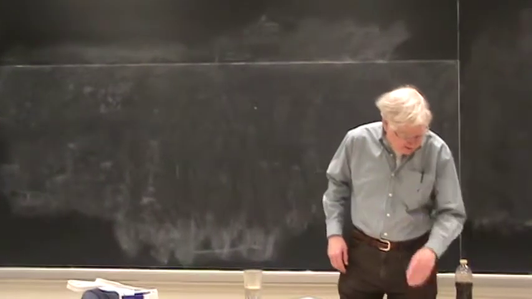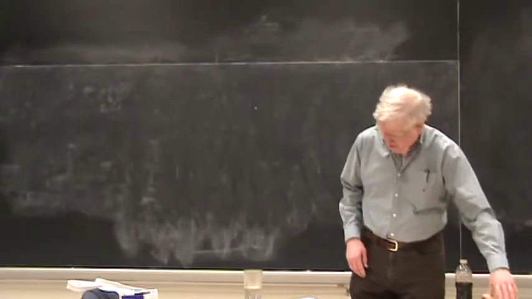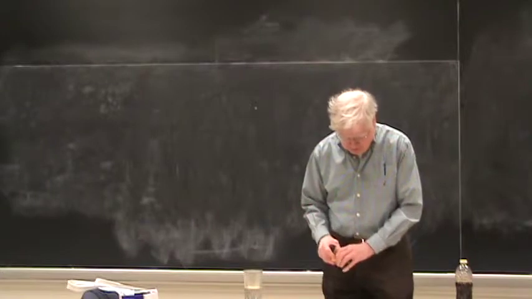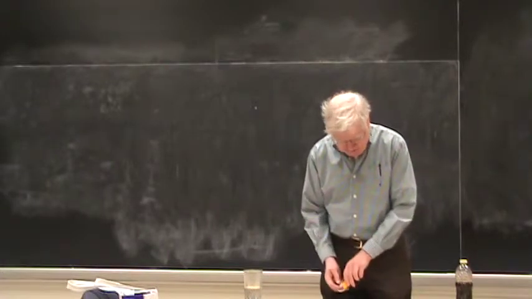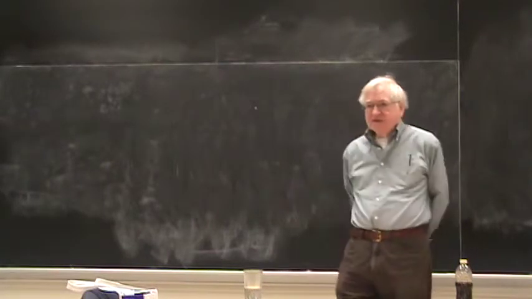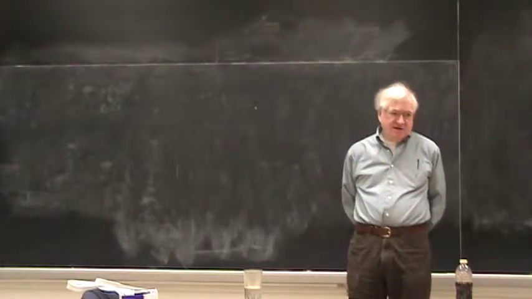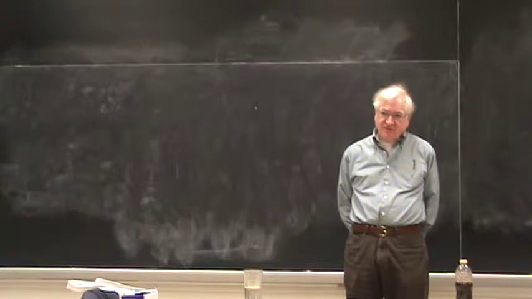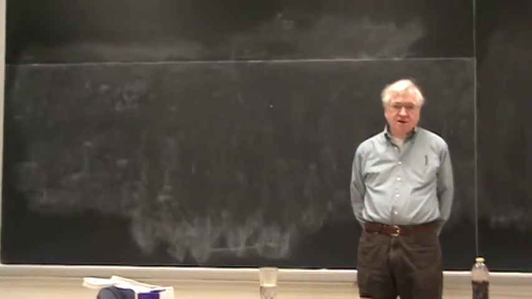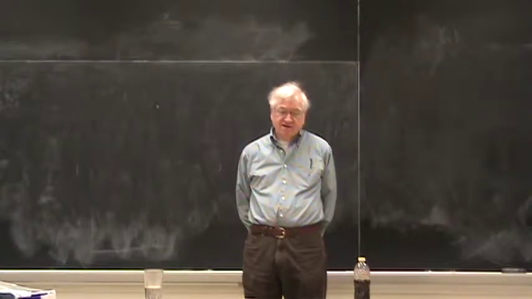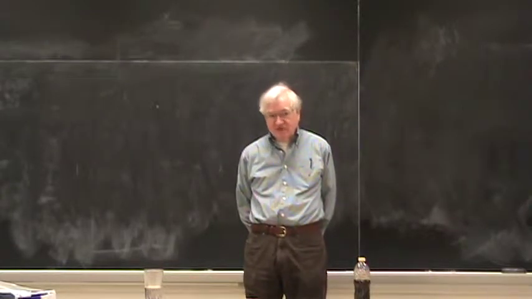All right, well, maybe I should just start. It's a shame there aren't more students, because the anomalous magnetic moment of the electron is probably one of the nicest calculations in quantum field theory. And the reason is that you don't really need to renormalize anything. It's a loop calculation that gives you a finite result.